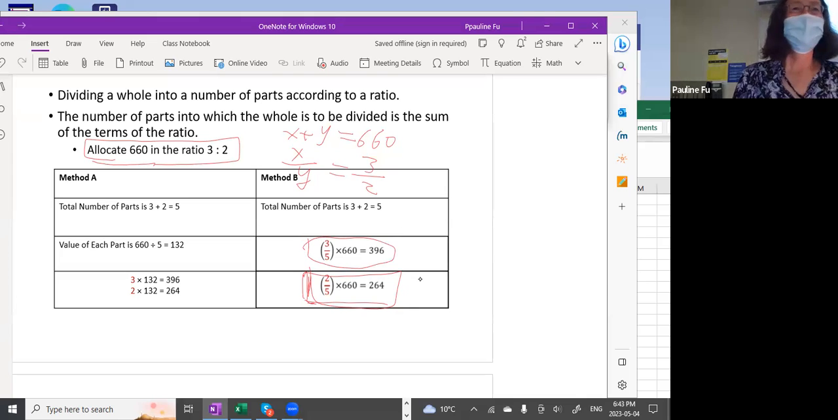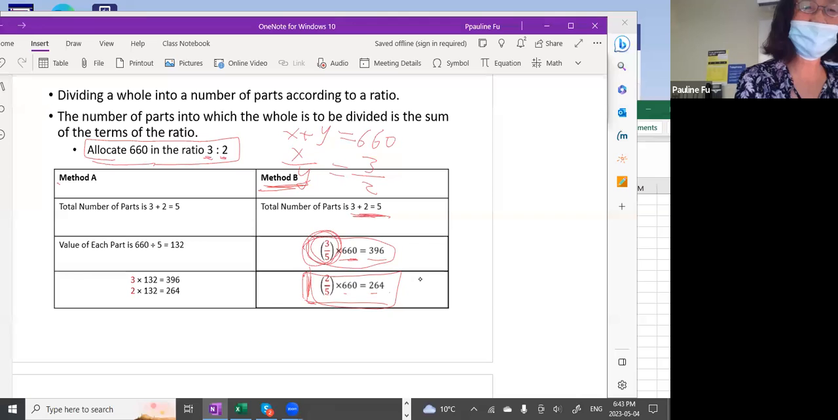Yeah. So basically, there are two methods. You talked about method B. In your mind, you found the total number of parts. So 3 to 2, the total number of parts is 5. Then you take 3/5 times the number, you got this number. Then 2/5, you got this number. That you actually did in method B.